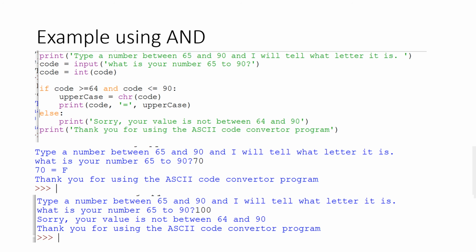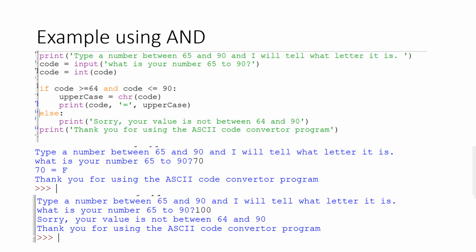Alternatively, the opposite situation is when the guy doesn't type in a value within the correct range. So we need to say something. We do not want the letter code to execute, because if the person types in a number that is not a legitimate character, then we're not going to see anything happening. So we cannot have that code execute with the wrong values, only when the value is between 64 and 90. So alternatively, we're going to say, sorry, your value is not between 64 and 90, and outside, regardless of the condition, we're going to thank the user for using this program.